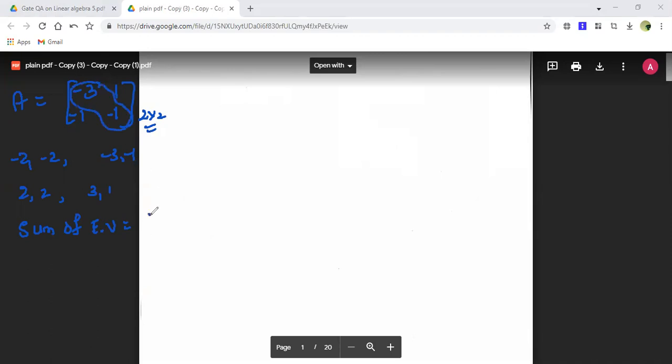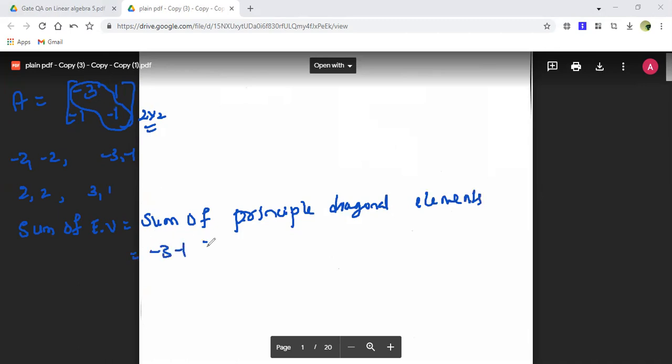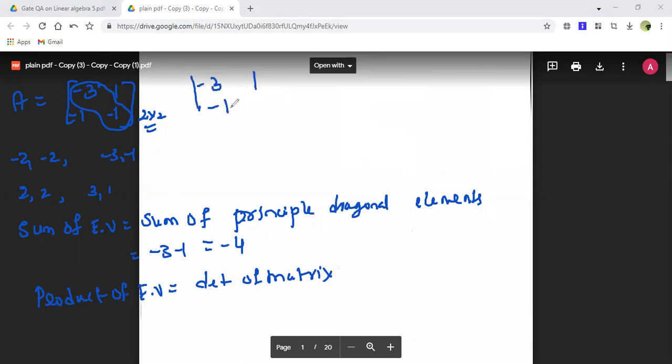So the sum of principal diagonal elements means, if you want, I will write it. Sum of principal diagonal elements. So this is the property we know. The sum is -3 -1, which is equal to -4. Similarly, we have one more property related to the product of eigenvalues. The product of the eigenvalues is equal to the determinant of the given matrix. Just check the determinant of this matrix: -3 1 -1 -1. The determinant will be minus into minus, it is +3, minus of minus, it is 1, that is 4.